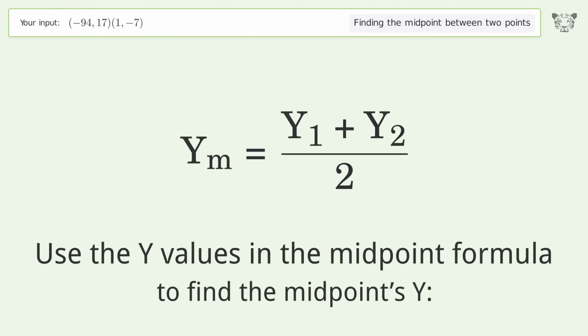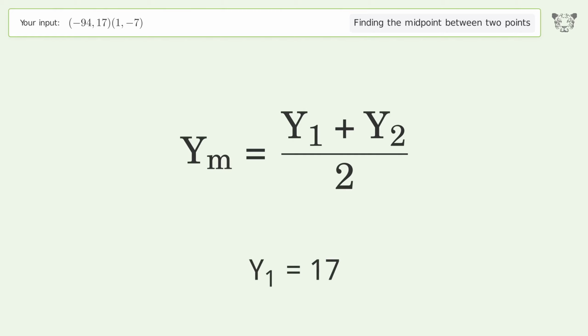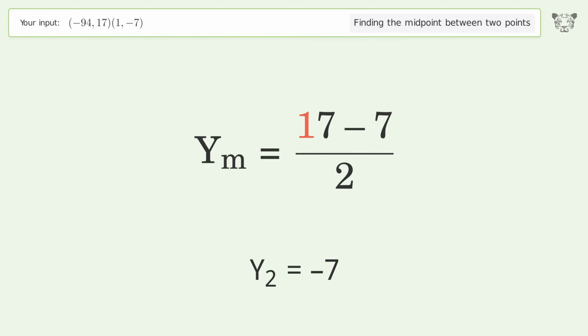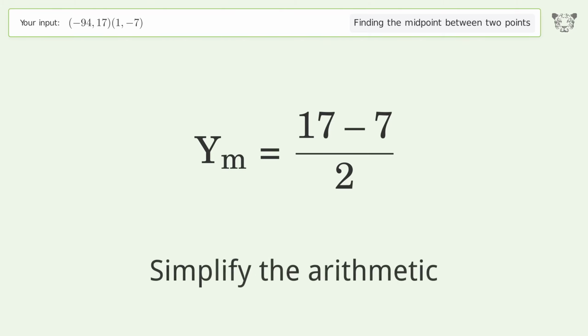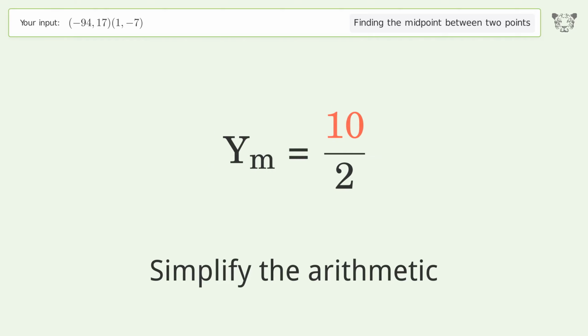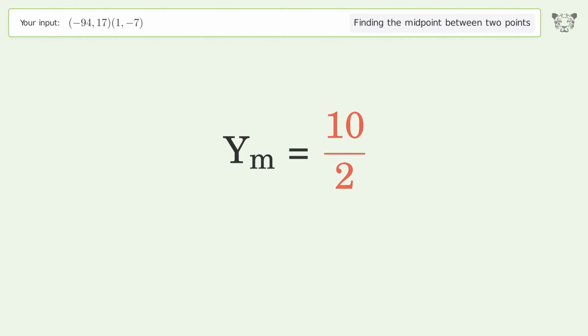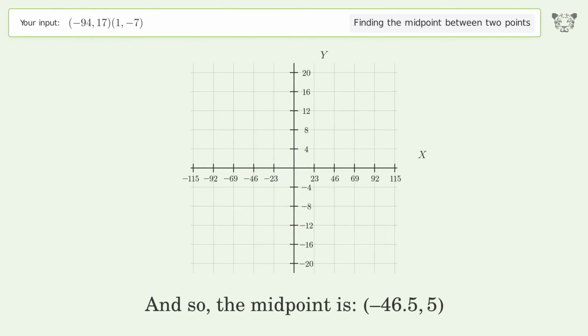Use the y values in the midpoint formula to find the midpoint's y. y1 equals 17. y2 equals negative 7. Simplify the arithmetic. And so, the midpoint is negative 46.55.